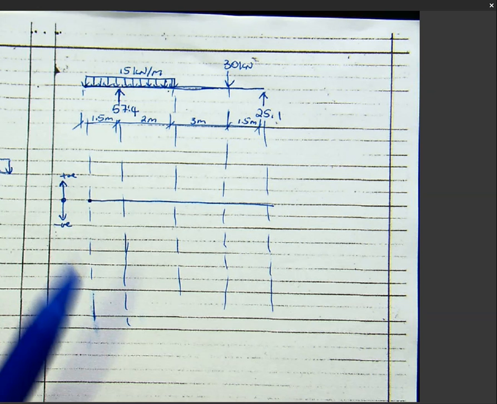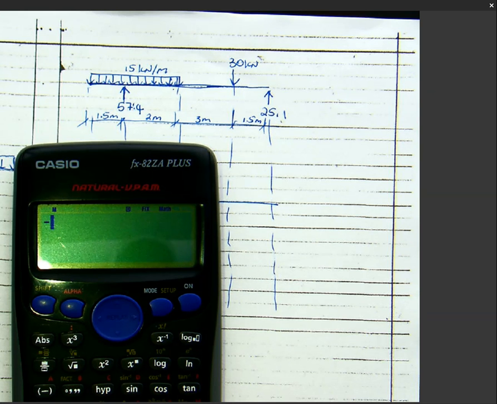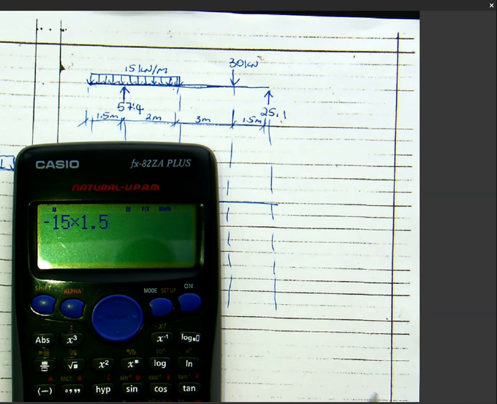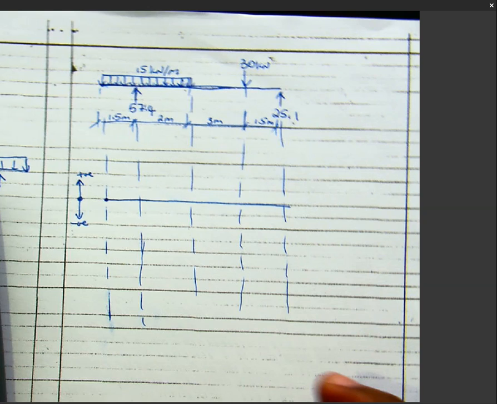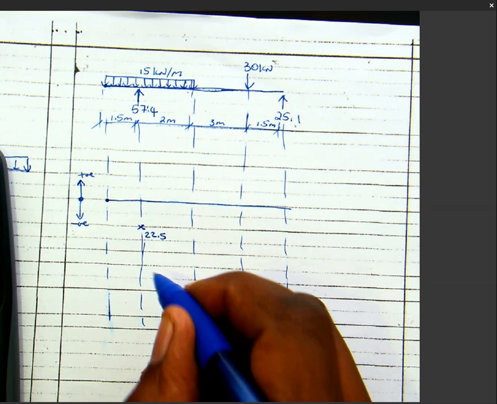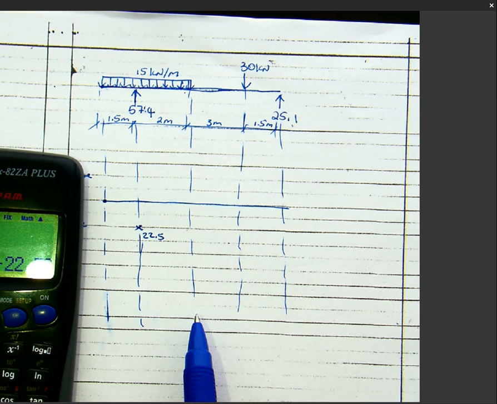I hope you can see what I'm typing on my calculator. 15 times 1.5. Negative is 15 times 1.5 is that distance, guys. Then that gives me negative 22. Negative 22 is there. Just plotting there, 22.5. Why am I plotting it below? Because I'm plotting it on the negative side. I hope we understand each other, guys.